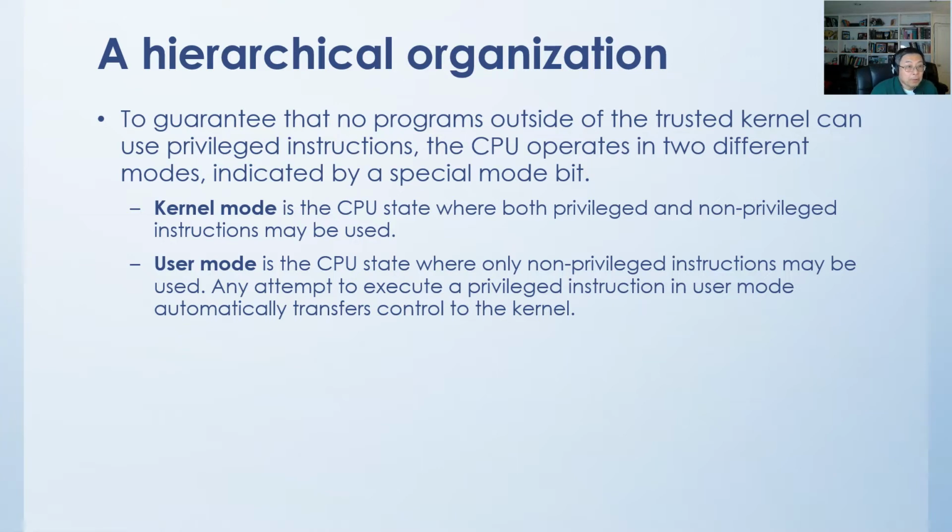Okay, to guarantee that no programs outside the trusted kernel can use the privileged instructions, the CPU operates in two different modes. One is the kernel mode. The other one is user mode. Now the operating system wants to make sure that the privileged instructions are in the hands of the good guy, and the non-privileged instructions should be okay. So if a bad guy wants to mess something up using non-privileged instructions, it only impacts the program itself. It's not going to impact the other programs.